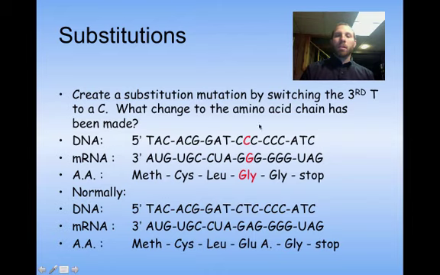This would be an example of a missense substitution mutation. One base has been changed from the normal, resulting in one amino acid being changed. If this was a nonsense mutation, instead of producing glycine, we would produce a stop codon here. If it was a silent mutation, this change would have still given us a glutamic acid. But that's not the case. This is a missense mutation where the amino acid sequence has been changed by one.